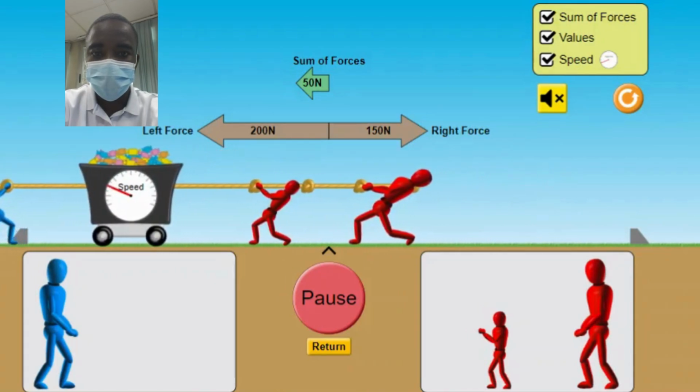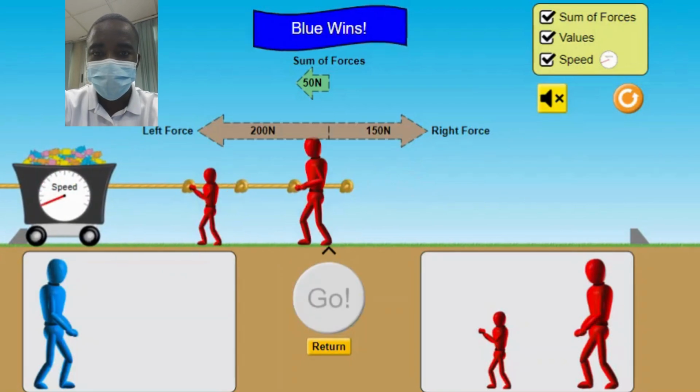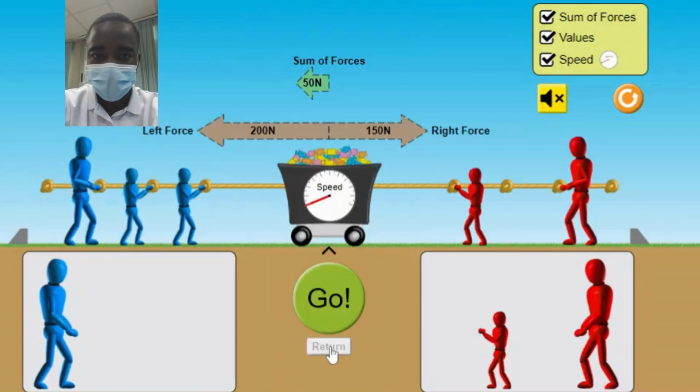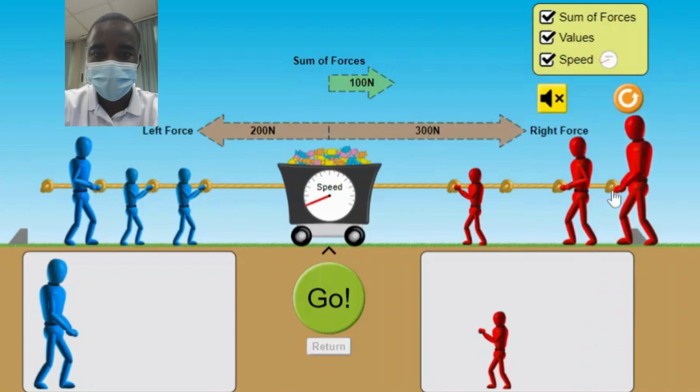5. Data collection and analysis. The simulation introduces students to the process of data collection and analysis. By observing the motion indicator and recording the changes in the cart's motion, students can collect data and analyze the relationship between net force, mass, and acceleration.